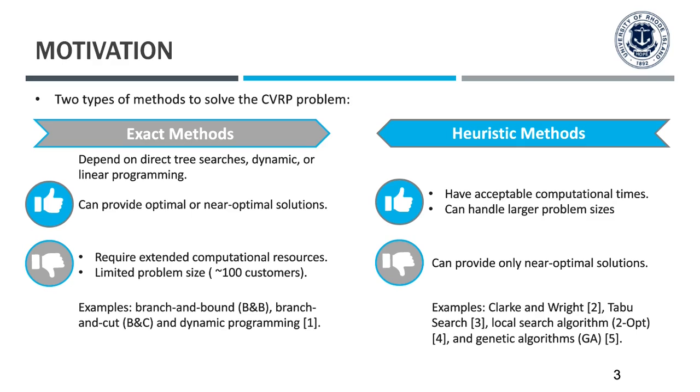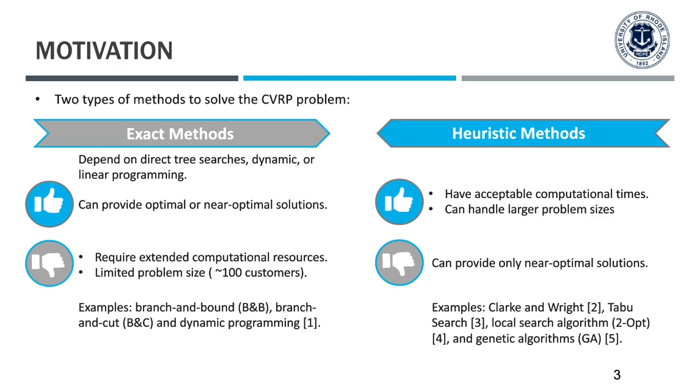Heuristic methods, on the other hand, have acceptable computational times and can handle larger problem size, but they can provide only near optimal solutions. Examples include Clarke and Wright, tabu search, local search algorithms like the 2-opt, and genetic algorithms.